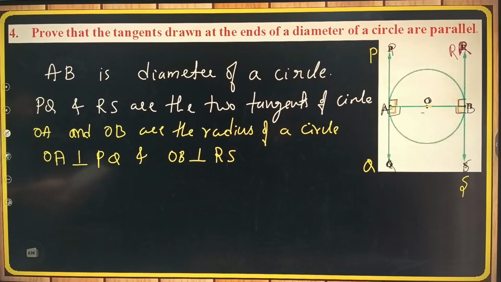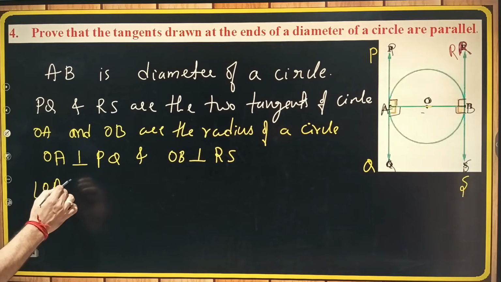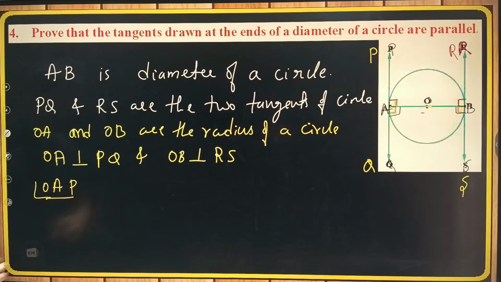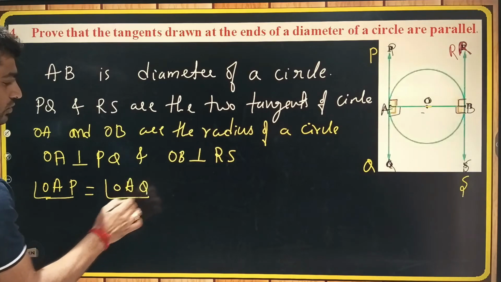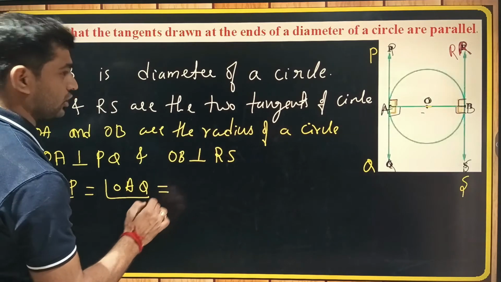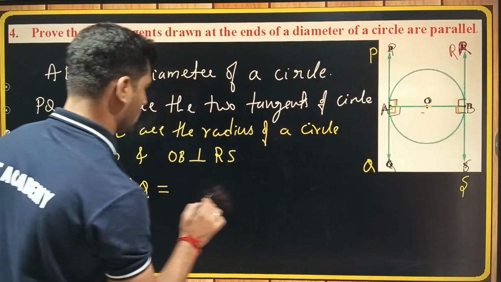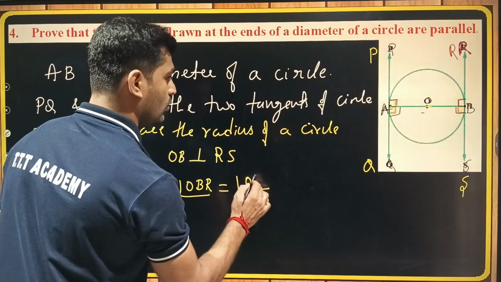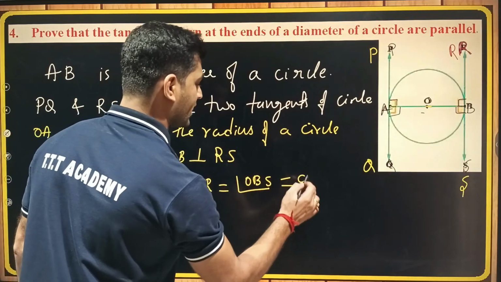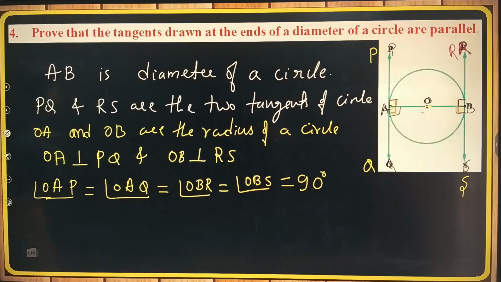So dear friends, ಈಗ ಏನಂತ ಬರೀಬಹುದು? Therefore, angle OAP 90 degree, no? That should be equal to angle OAQ. That also 90. That should be equal to angle OBR. Then also angle OBS. That should be equal to 90 degree. All are 90. ಎಲ್ಲ ಕೂಡ 90 degree ಬರಲೇಬೇಕಲ್ಲ? If all are 90 degree, then ಏನಂತ ಬರಬಹುದು? In the figure, one more is there.